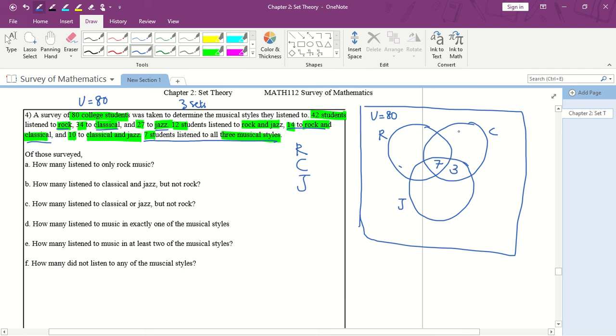So rock and classical, here I have 14. We know that this is 7. 7 plus 7 is equal to 14. And let's look at the next one. 12 students listen to rock and jazz. Rock is here, jazz is here. How many here? 12. Rock and jazz. So here the region is 12. 7 plus 5 is equal to 12. Kind of easy, right? Okay.